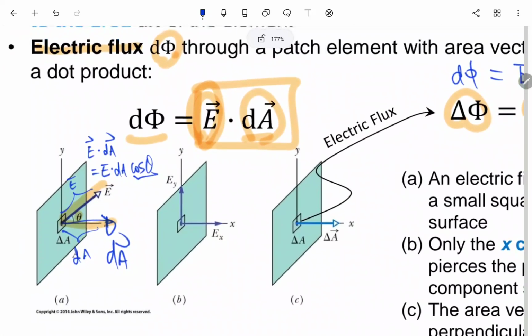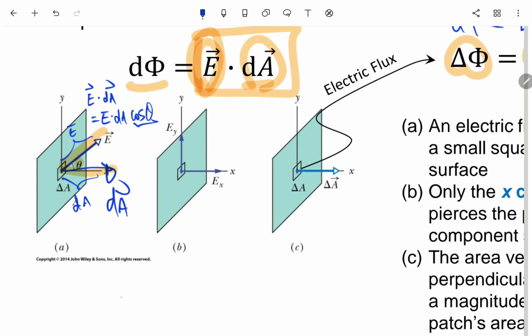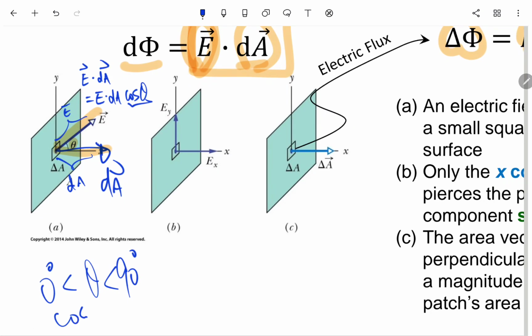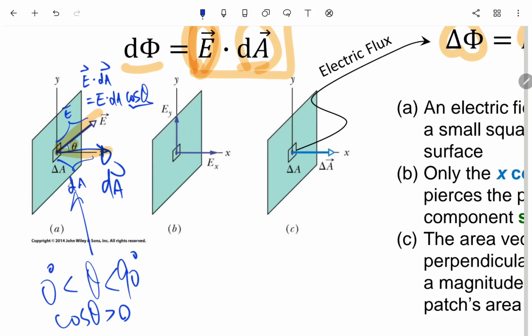So this is the case if E and dA have an acute angle between them. In that case, cosine of theta will be a positive value. Here, if theta is less than 90 degrees and larger than 0 degrees, then cosine of theta will be a positive value.